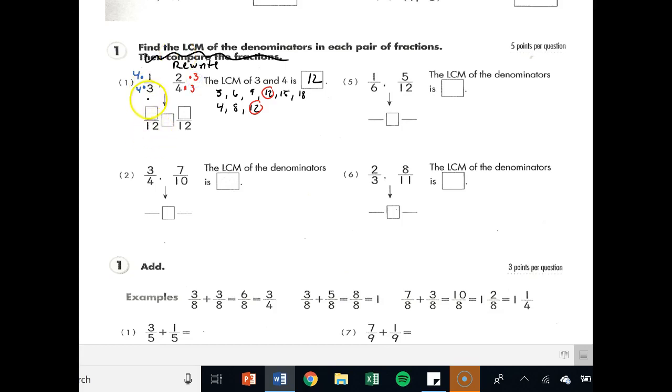And your new fraction becomes 4 over 4 times 3, 12, right? And 2 times 3, 6 over 4 times 3, 12. Right? So again, don't worry about that box right there. Right? Let's do number 5 together, right?